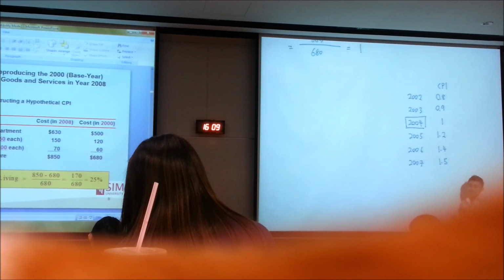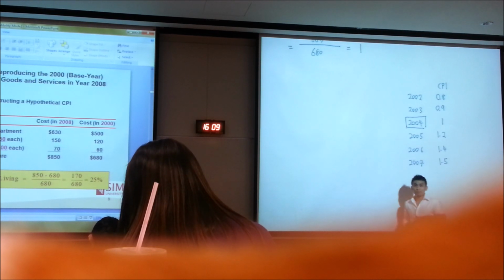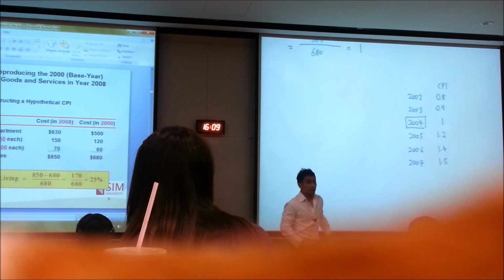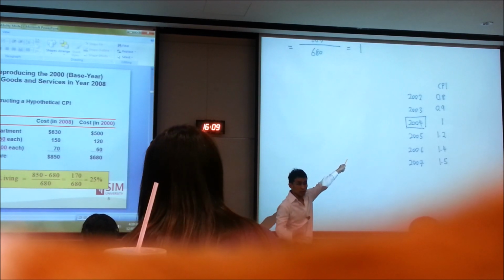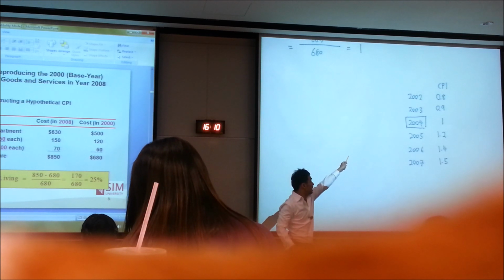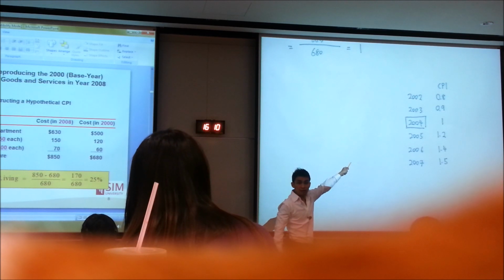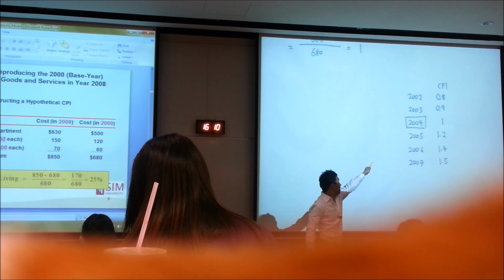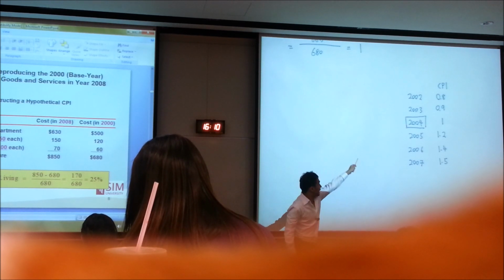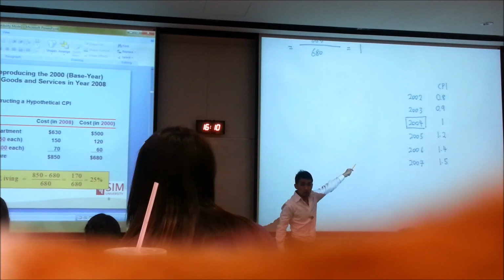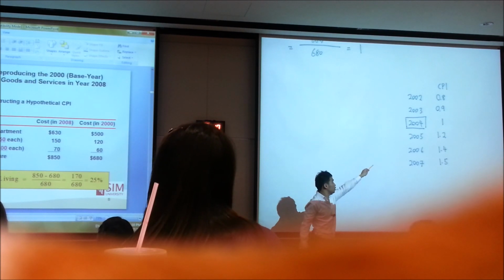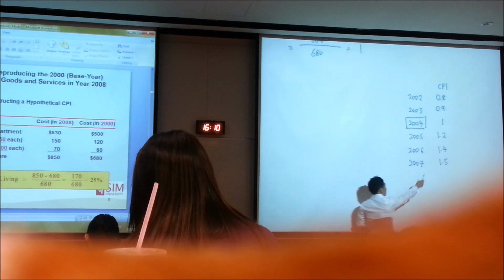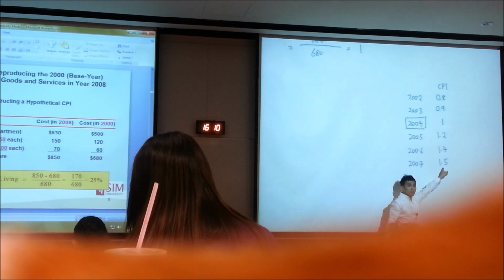Describe the price level, the cost of living in 2002. That means the cost of the basket in 2002 is 20% cheaper than 2004. Understand? Because it's 0.8 only, right? It's 20% cheaper than 2004. In 2003, it's 10% cheaper than 2004. 2005 is 20% more expensive than 2004. 2007 is 50% higher than 2004. Okay, good. Next, how to calculate inflation?